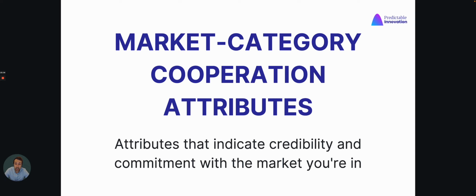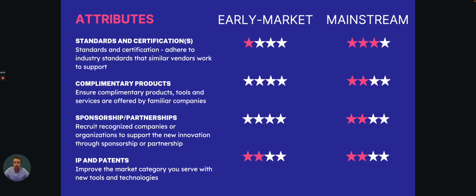The second set of attributes is what we call market category cooperation attributes. That means attributes that indicate credibility and commitment to the market you are in. That means if you are competing in the CRM space, having certifications and contributing to the market category with, for example, complementary products, that builds credibility. It's like it comes from the guys that have built this for this very same market, right? From the guys that are the market leaders in this very same market. Those are market cooperation attributes.